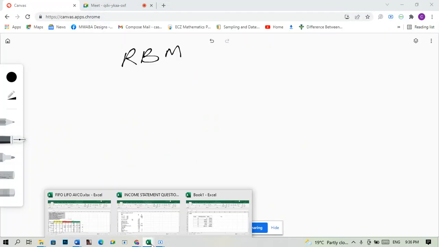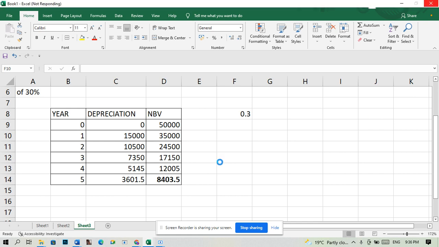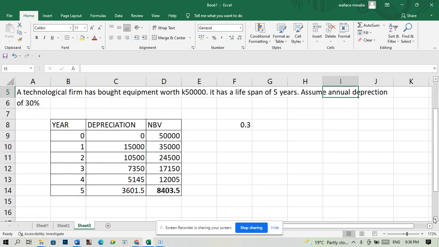Right, so we're still dealing with depreciation using the reducing balance method. For this question, I represented our calculations in the form of a table. Now I'm going to show you another way we can represent our calculations. Let me just switch the screen. So we'll still do the same question.